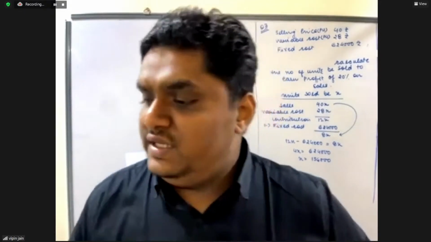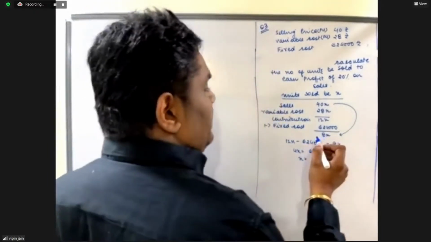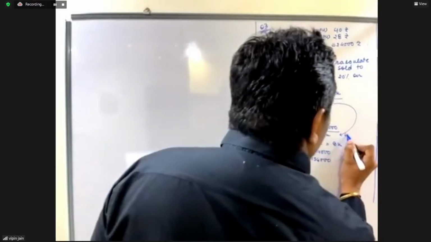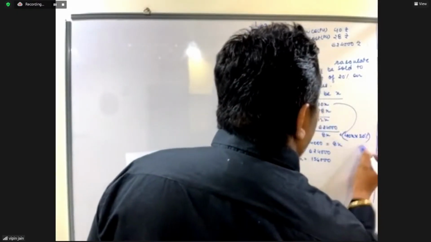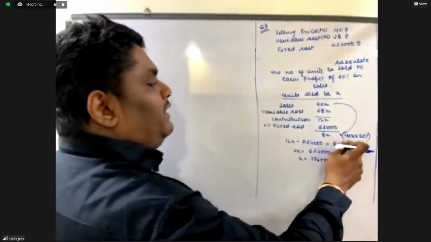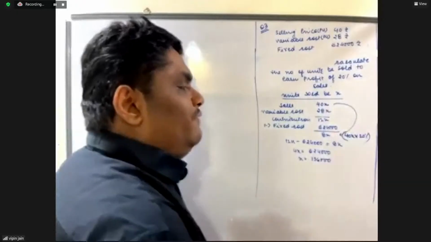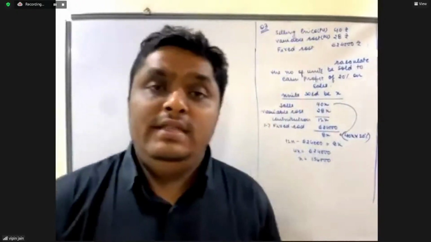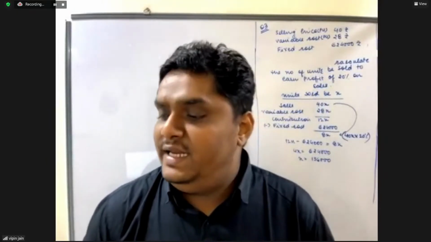Okay, so Varsha Shetty sir, how 8x is calculated? So 8x is what? 40x into 20%. That is 20% of sales. So if my sales is 40x, then how much will be my profit? That is 20% of 40x, that is 8x.